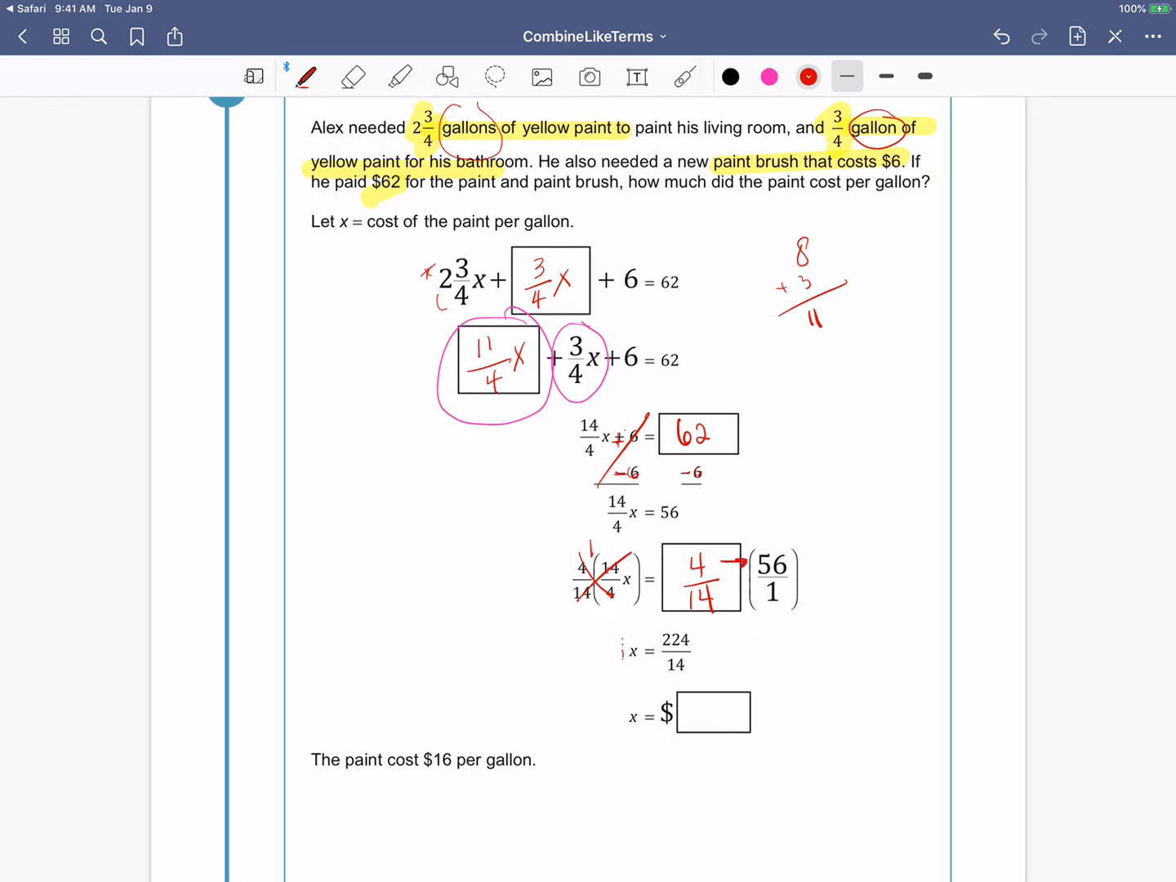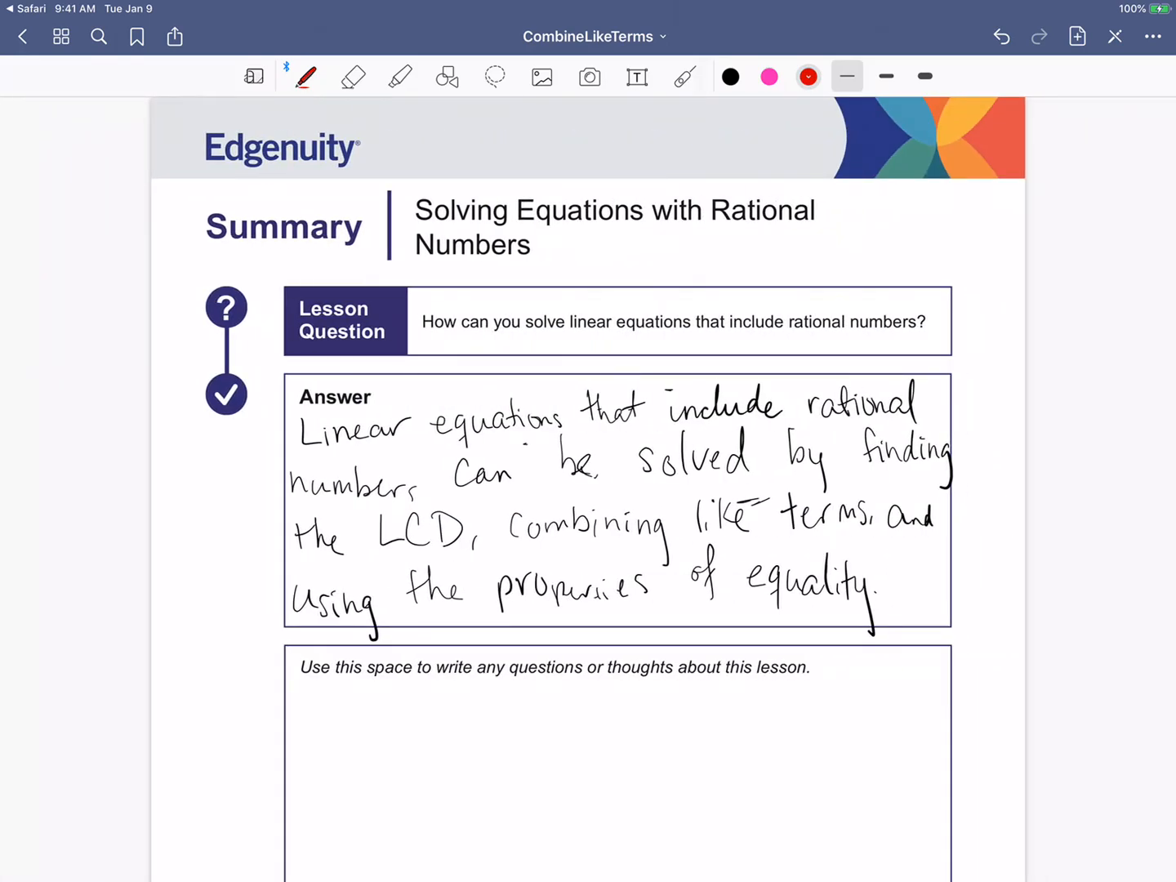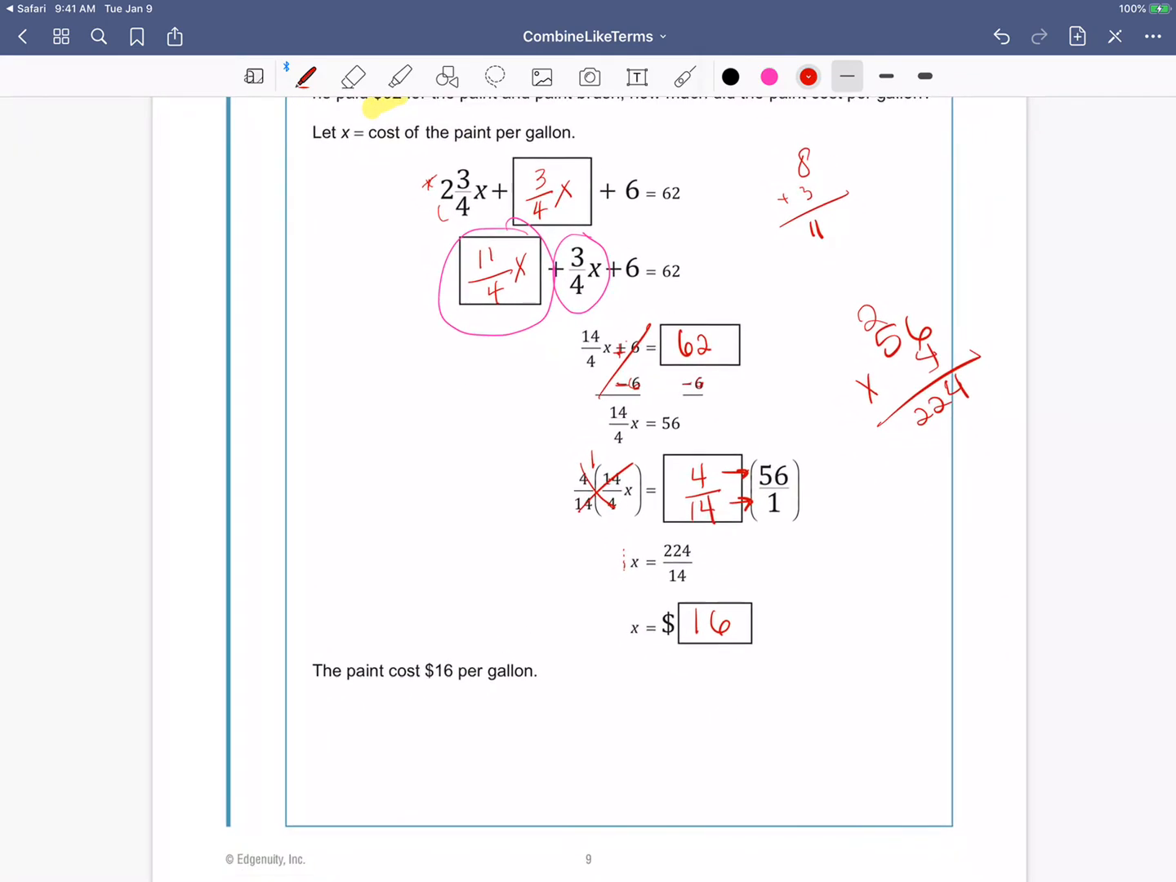And then I'm going to do my multiplying across, which gives me 224, right? If I had my calculator, or if you're just going to do it on your own, 6 times 4 is 24. 4 times 5 is 20, plus 2, 22. So I can simplify that to 16. So the paint costs $16 per gallon. Okay? So, again, same steps, same thing.